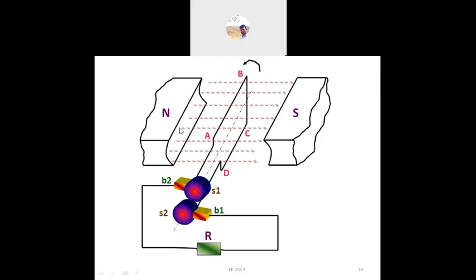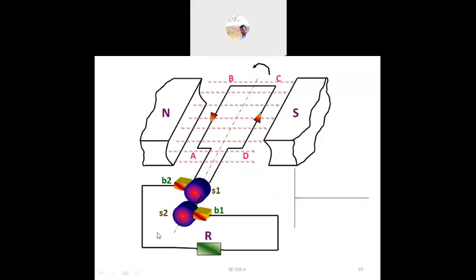Here is the flux. The flux flows from the north pole to the south pole, and here the winding, the coil, is placed. Let's see when current is flowing. At 0 degrees, the induced EMF is 0. These arrow directions show the current direction in the coil.